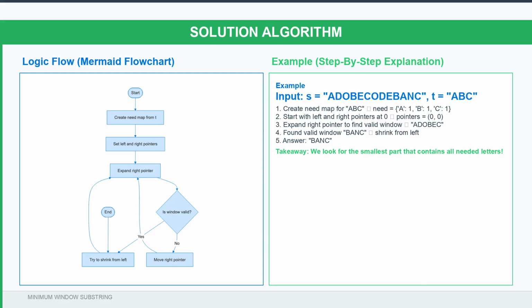Next, we populate the need dictionary by iterating through t to create a frequency map. As we slide the right pointer across s, we update the have dictionary and check if the current character meets the requirement in need. When all characters are satisfied, we then try to contract the window from the left, updating our minimum window length if we find a smaller valid window. We repeat this process until we've explored s. Finally, if we found a valid window, we return the substring. Otherwise, we return an empty string. This approach runs in O(n) time, making it efficient and effective for our needs.